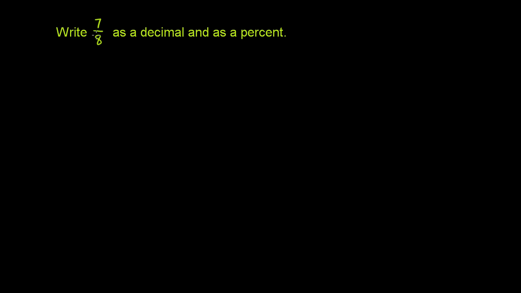We're asked to write 7/8 as a decimal and as a percent. Well, we'll start off with a decimal, and we'll see it's pretty easy to go from a decimal to a percent. Now, whenever you see a problem like this, it's sometimes confusing. It's like, well, how do I even get it into decimal, or as a fraction over 100, or as a percentage?